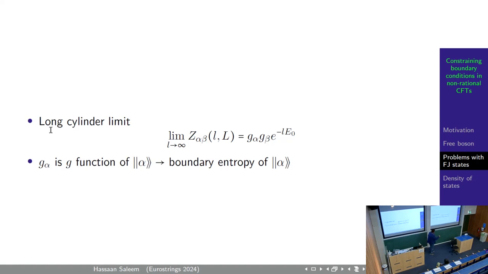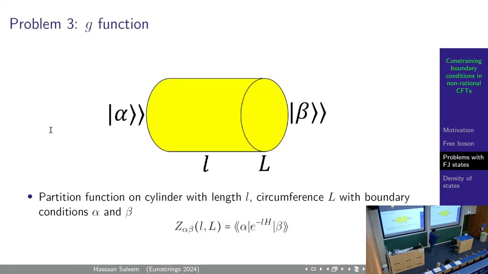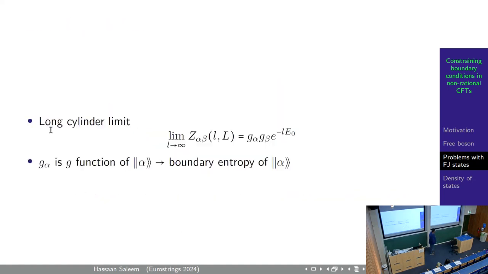Now, these factors that are appearing here are called the G functions of the boundary state. So you have G alpha and G beta. This corresponds to the boundary states that you have here and here. Now, this was actually introduced by Affleck and Ludwig, and this is sometimes also called the Affleck-Ludwig boundary entropy. So you can think of the G function as the boundary entropy of a boundary state. Okay. So, this is the conceptual underpinning of the G function.